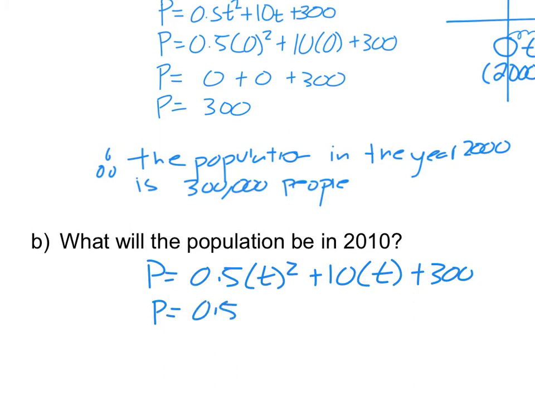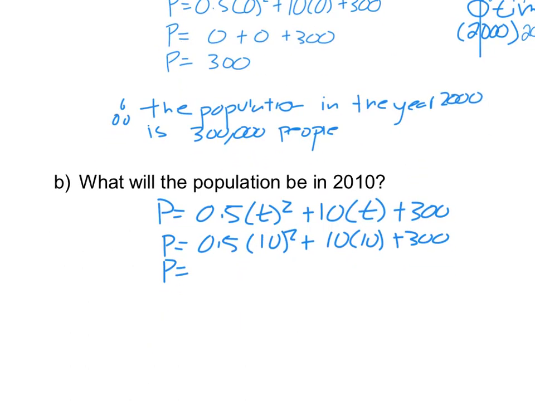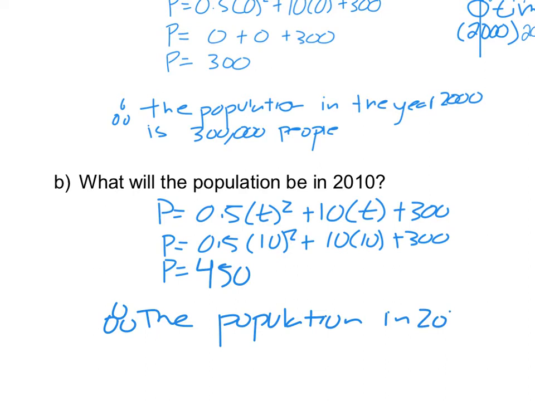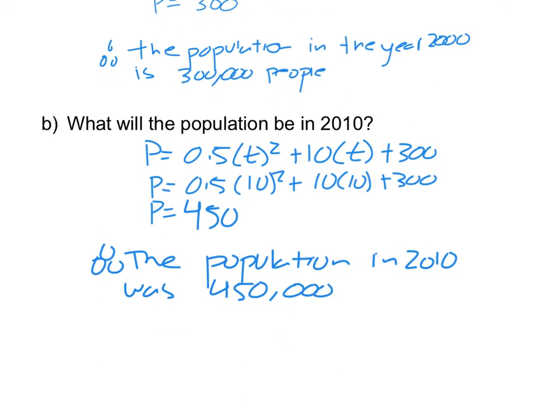So now I'm replacing t with 10. And again, when I write out these equations, I'm just going to type this into my calculator all in one shot, making sure that I'm using those brackets when I do so. Then I'm going to press equal, and it should spit out an answer of 450. Now we know that that 450 is not 450 people, but 450,000 people. So therefore, the population in 2010 was 450,000 people.